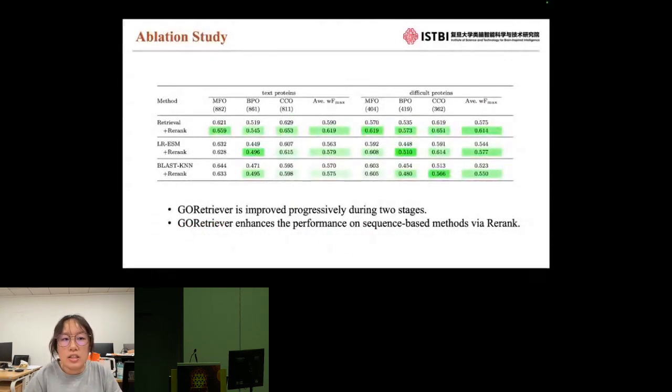And to better understand the role of each stage in our method, we developed an ablation study. We replaced the 2-stage rank component. We replaced the first stage component, retrieval, with other methods such as LR-ISM and BLAST KNN. In the first 2 lines, you can see that GORetriever improves progressively during the 2 stages. And in the last 4 lines, you can see that GORetriever enhances the performance of sequence-based methods via rank.